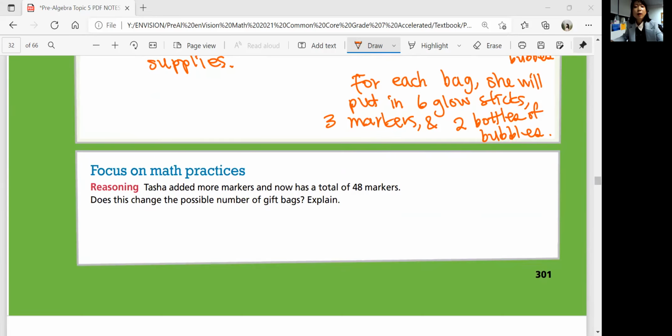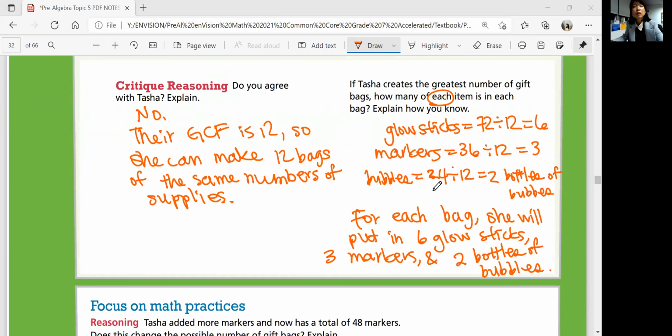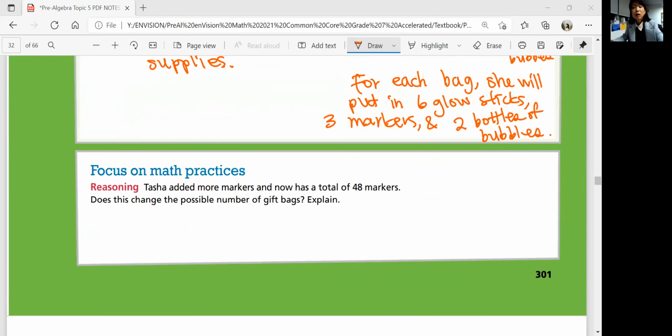So focus on math practices. Tasha added more markers and now has a total of 48 markers. Does this change the possible number of gift bags? Explain. So instead of having 36 markers, would 48 change her number?